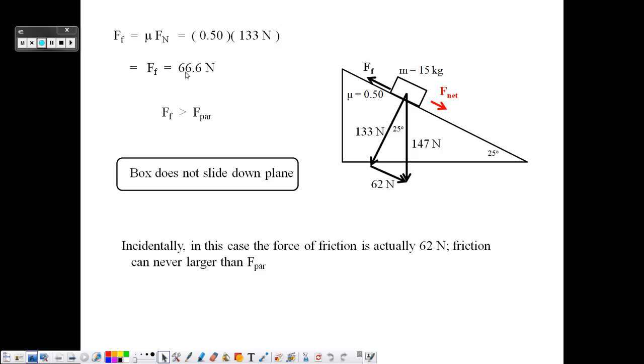If force parallel was greater than this, then the force of friction would be 66.6 newtons, but there would be a net force down the plane. So to be strictly correct, the force of friction in this case is actually the same as force parallel. The answer is the same: the box does not slide down the plane. But just to be strictly correct, the friction force can never be larger than that.